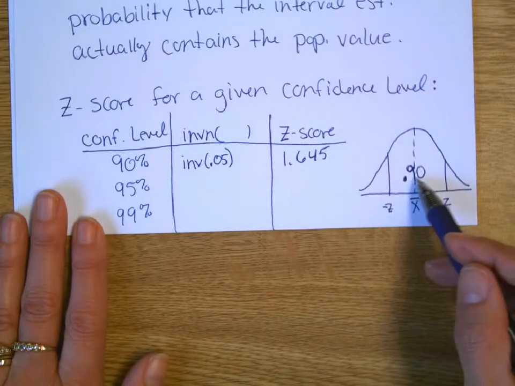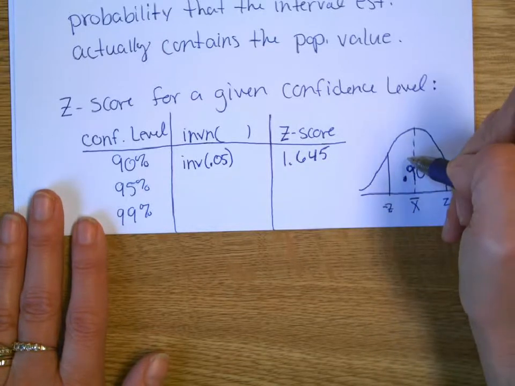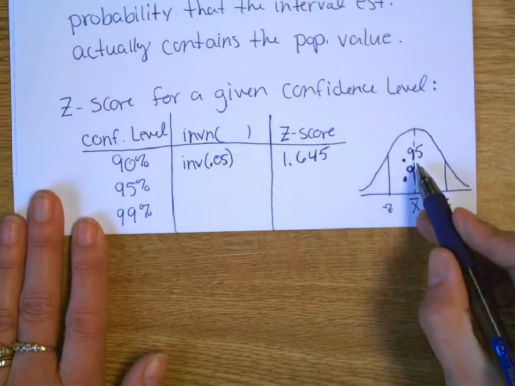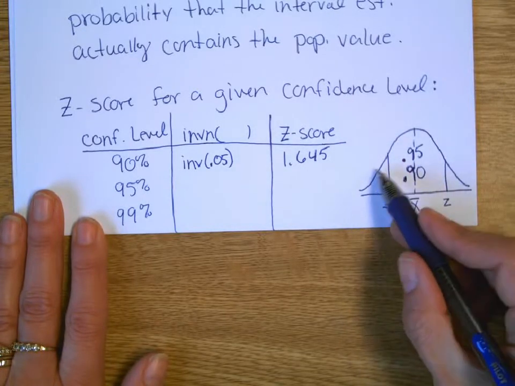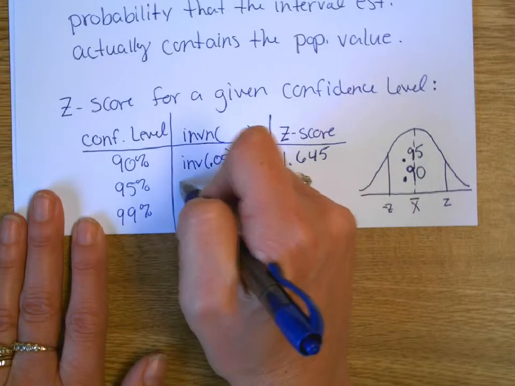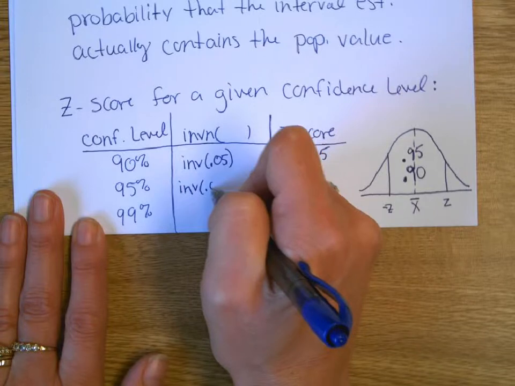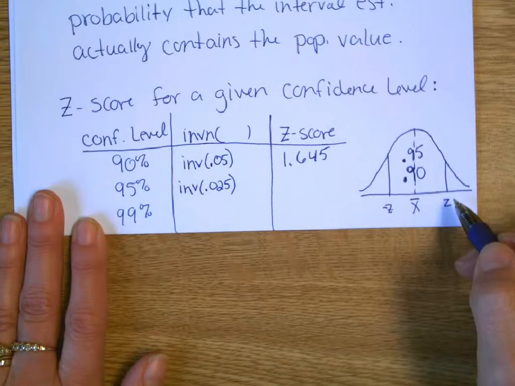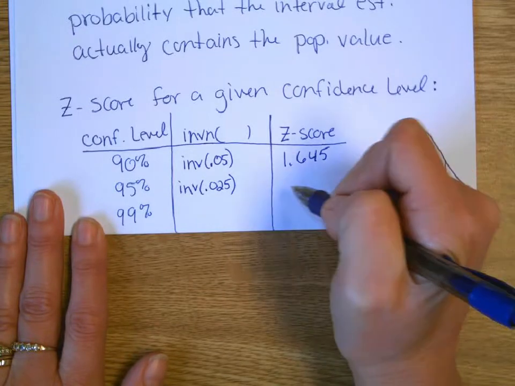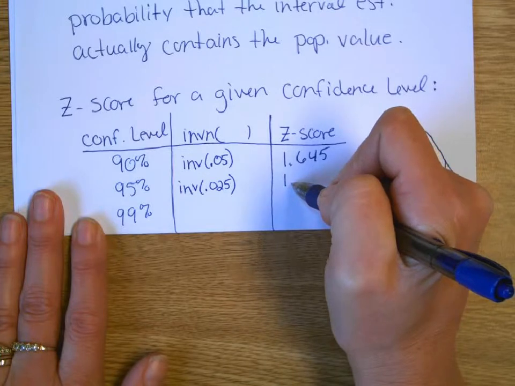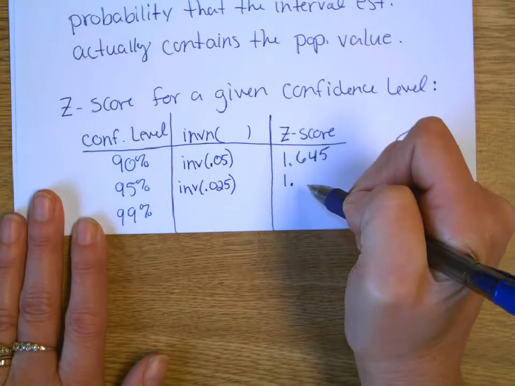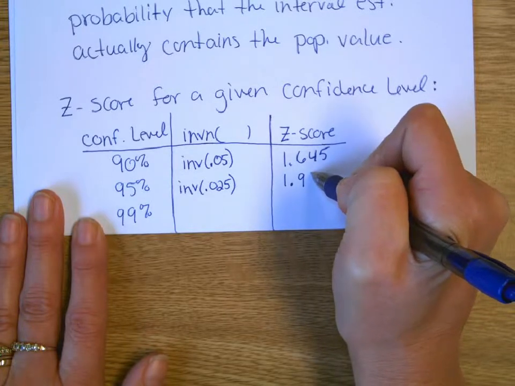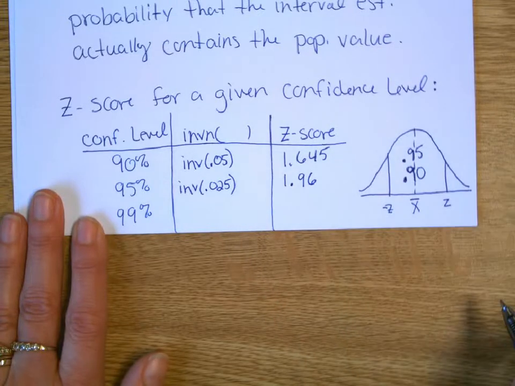All right, now let's switch the middle 90. Now we're going to bump it out to 95%. I'm not going to redraw a new graph. But if there's 95% in the middle, what does that leave for this tail piece? 2.5%, so you would do the inv norm of 0.025, and we want the positive equivalent to that negative one that's coming up. What do you get? So 1.96 is what the book uses.